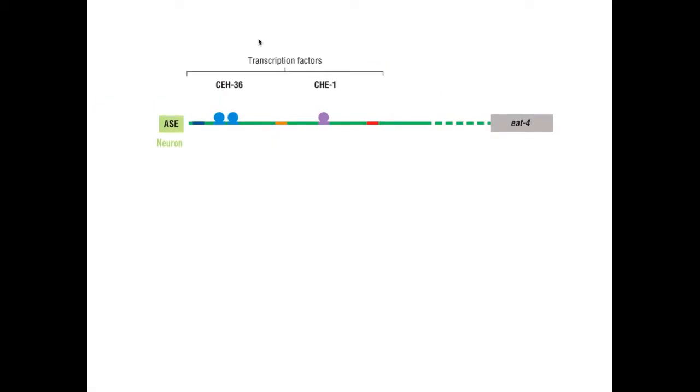Now let's look at a specific example. This figure shows a zoomed-in view of the regulatory region of the EAT4 gene from the nematode worm C. elegans. And when we look at this regulatory region in a specific neuron, a type of taste receptor cell called ASE, we find that expression of the EAT4 gene in this cell is controlled by transcription factors that include CEH36, shown here by the blue shapes, and CHE1, shown here by the purple shape.